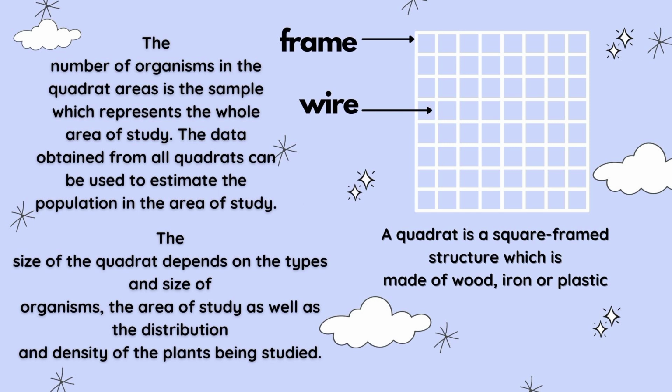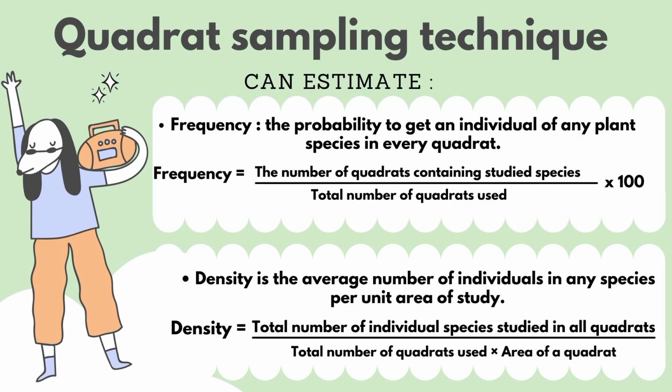What is a quadrant? A quadrant is a square frame structure which is made of wood, iron, or plastic. And in the quadrant, we have the frame, which is the outside, and we have wire, which is the inside. Other than that, quadrant sampling technique can estimate frequency. Frequency is the probability to get an individual of any plant species in every quadrant.